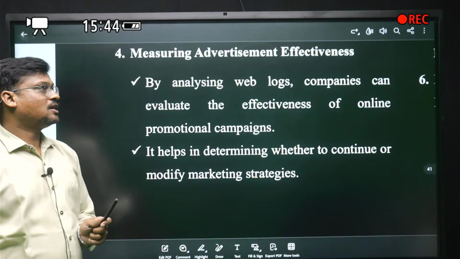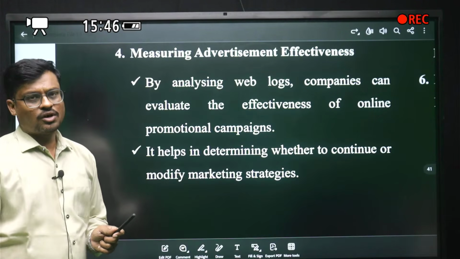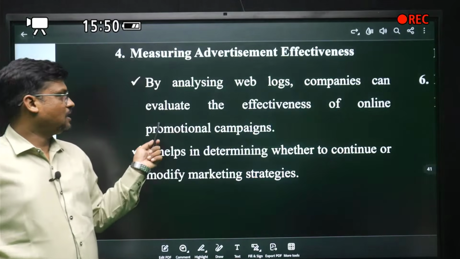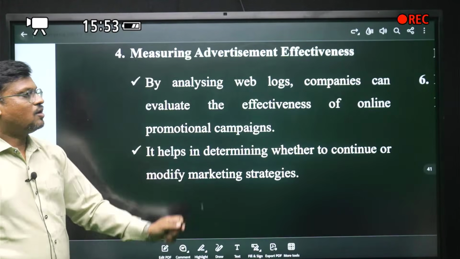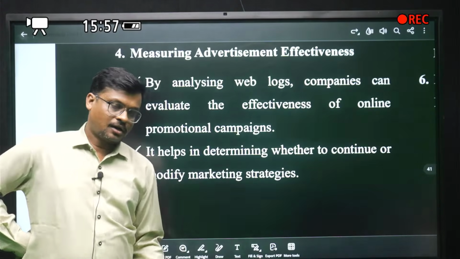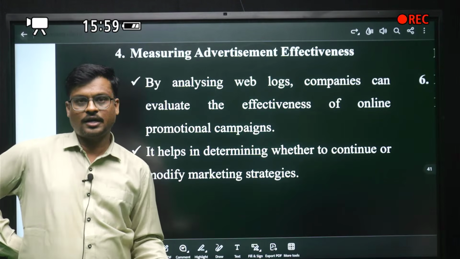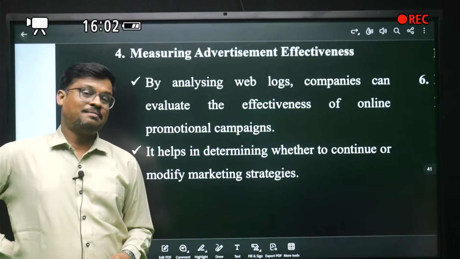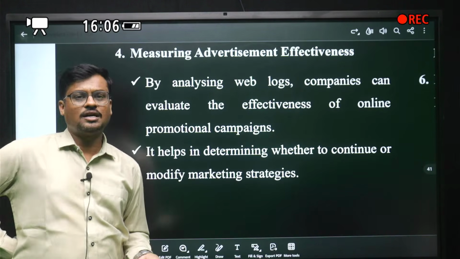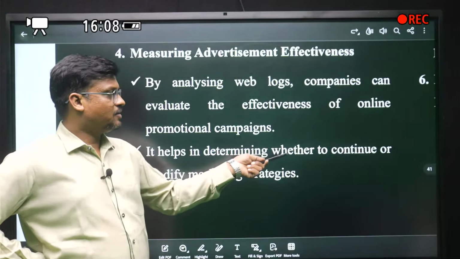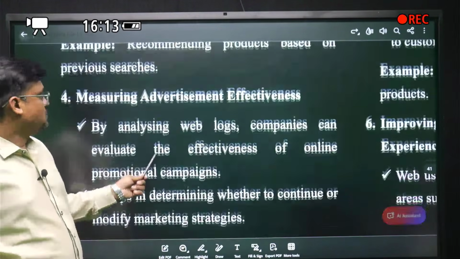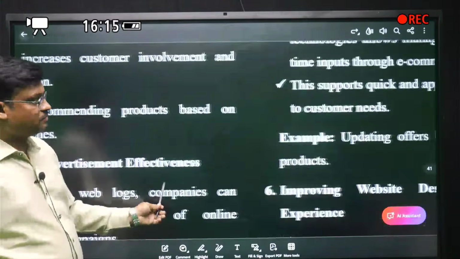The fourth one is measuring advertisement effectiveness, that is ROI, return on investment. By analyzing the weblogs, companies can evaluate the effectiveness of online promotional campaigns, whether we are able to connect the advertisement and product, and whether we are able to get the same level of interest or purchases from the user. We have to analyze it. It helps in determining whether to continue or to modify the marketing strategies. That is measuring advertisement effectiveness.